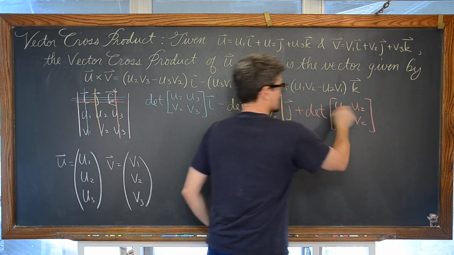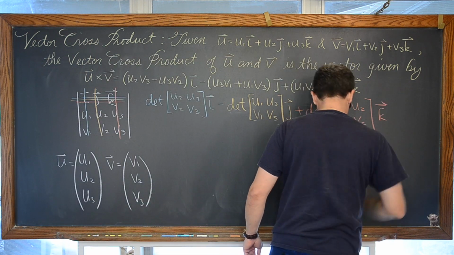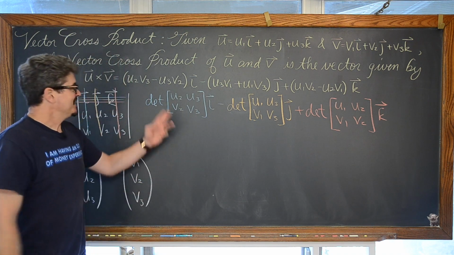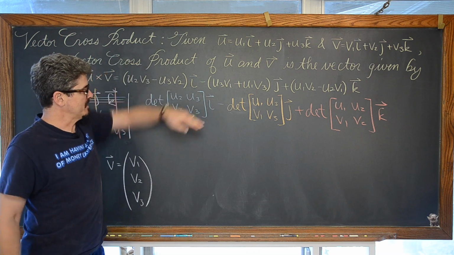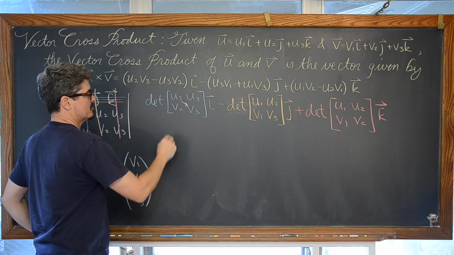And the determinant of that 2 by 2 matrix is going to be our coefficient of vector k. Now hopefully you remember this, but if not, I'm going to remind you. If you want to take the determinant of a 2 by 2 matrix, you multiply down to the right and you get a product. So our u sub 2, v sub 3.